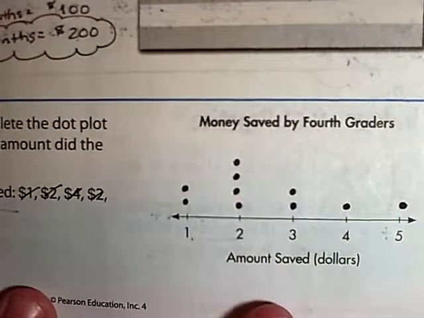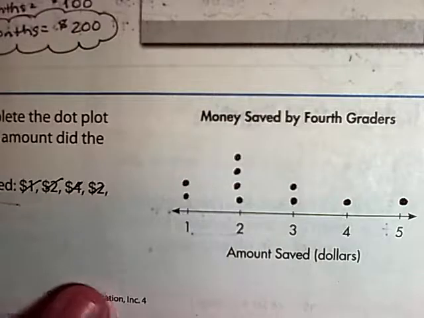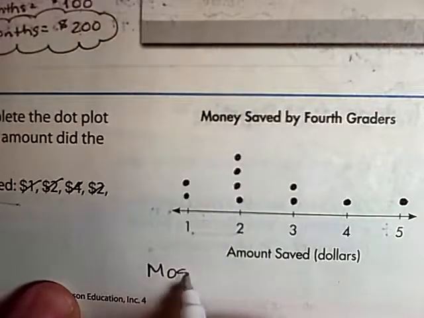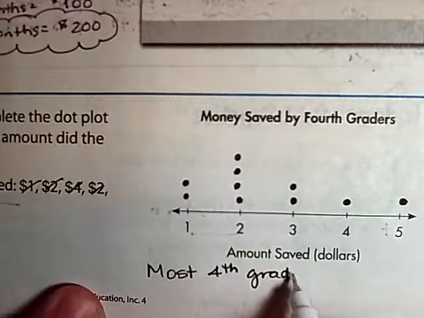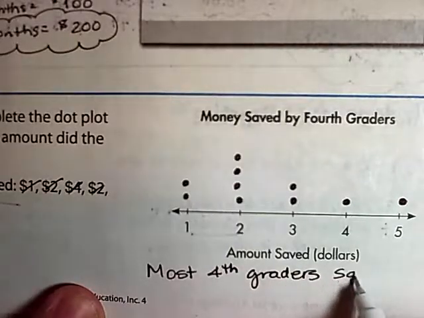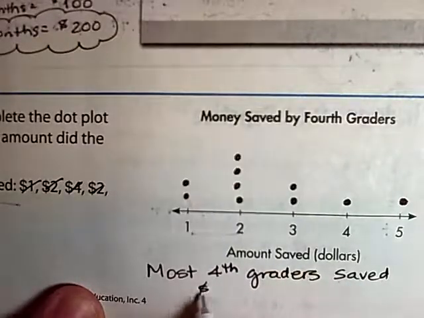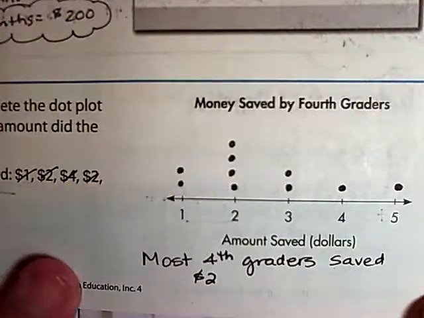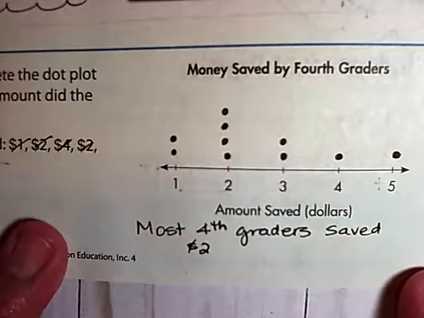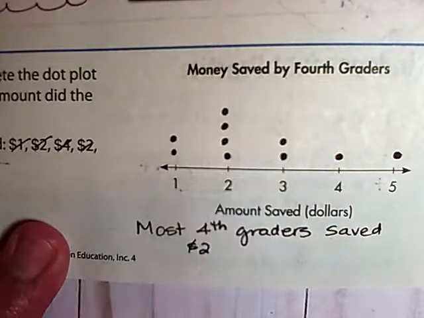So the question still remains, which amount did they save the most? Most fourth graders saved $2. Okay. Not how many fourth graders saved $2, but what amount did they save most often, which is $2.